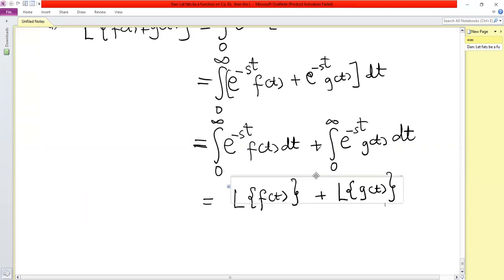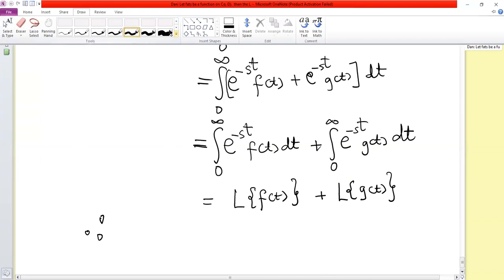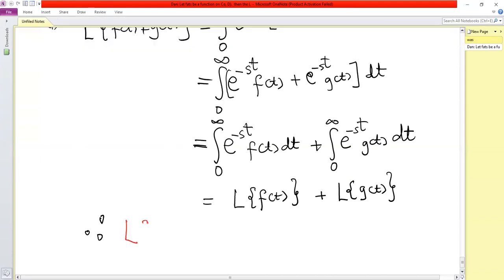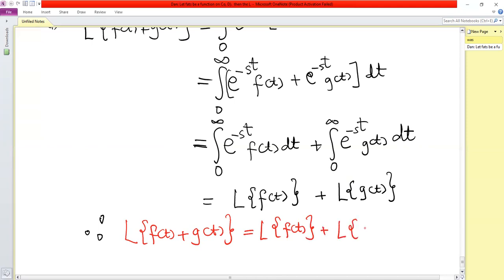So therefore, the Laplace transform of the sum of two functions f and g is the same as the sum of their Laplace transforms. So that's the way we prove the first case of linearity.